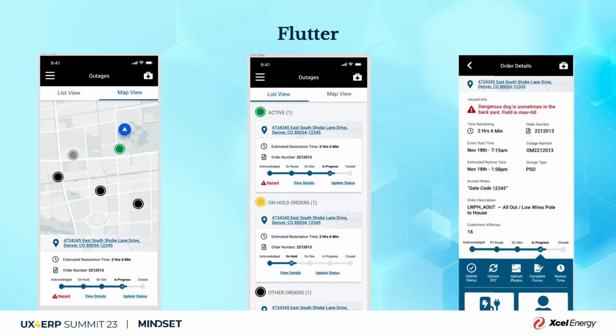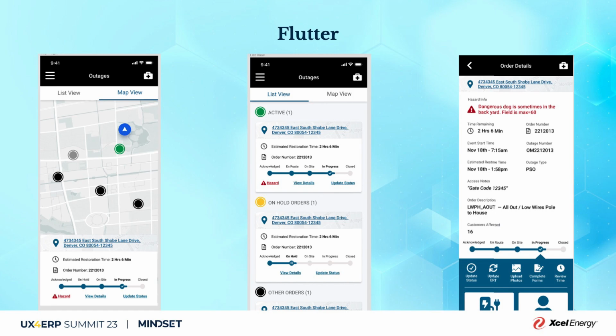And so this is one I think Joe is going to talk mostly about today, because there was a lot of architecture that had to go underneath that. This was a Google Flutter application that has to do with outages. It shows what is the location of an outage, what are the details surrounding that, what are the things you should know whenever you come on site there.